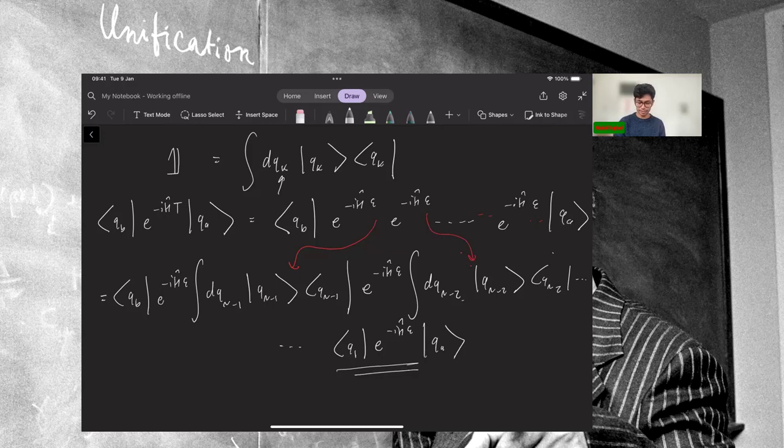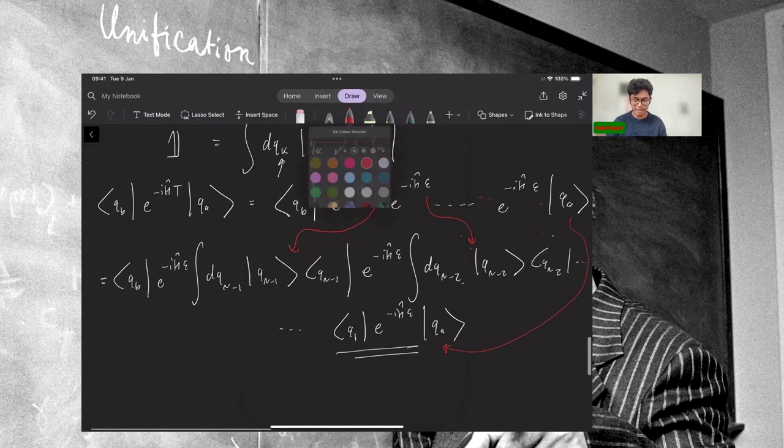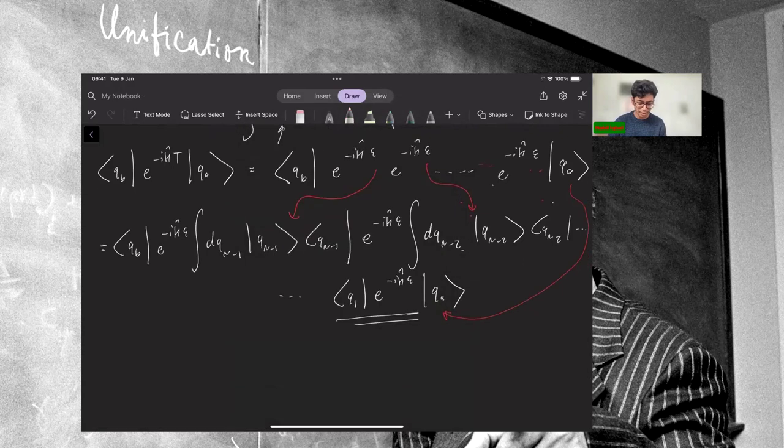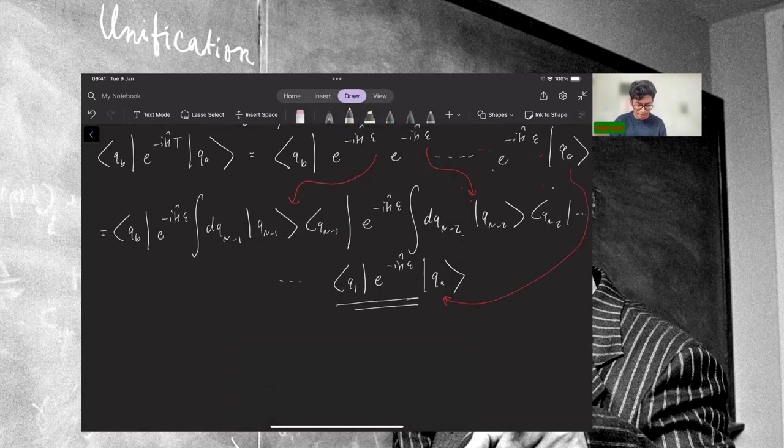This QA is this QA here. Okay, so this is actually great progress. Let me explain why. It's great progress because though I now have a very complicated looking integral, each thing appearing here is actually quite simple. They all take the form of e to the minus i h hat epsilon in between two position eigenstates.